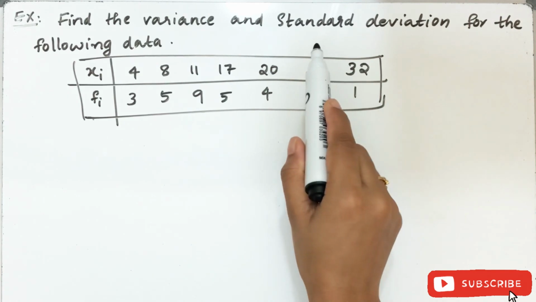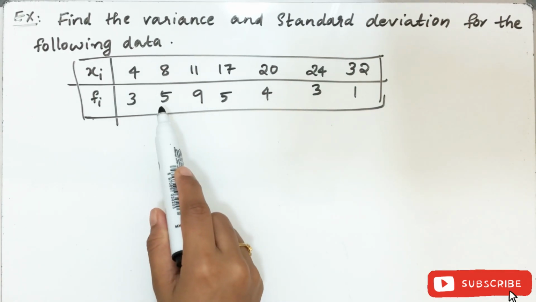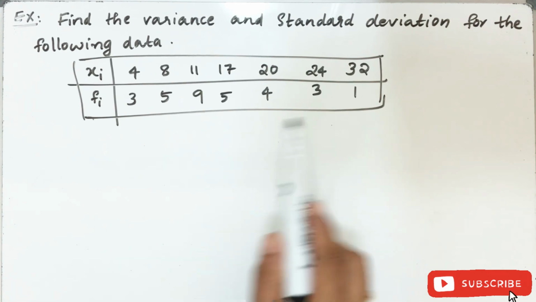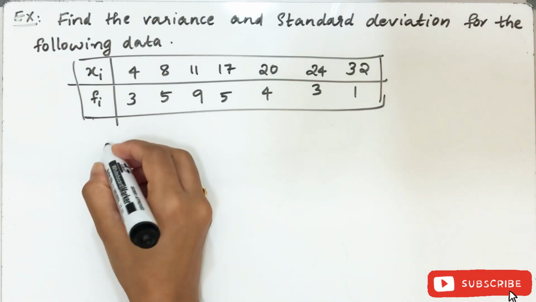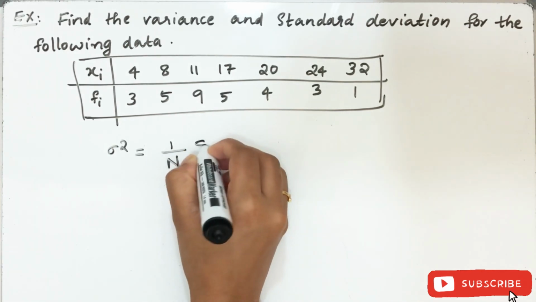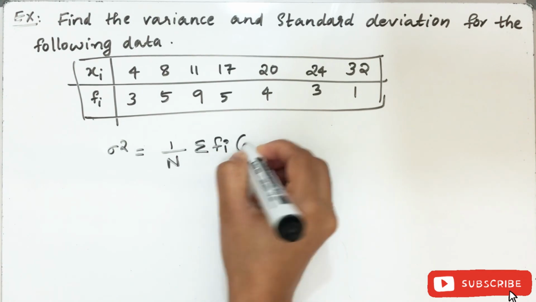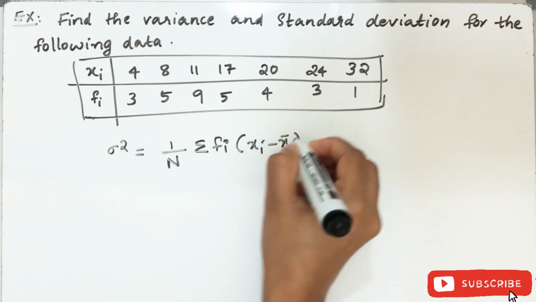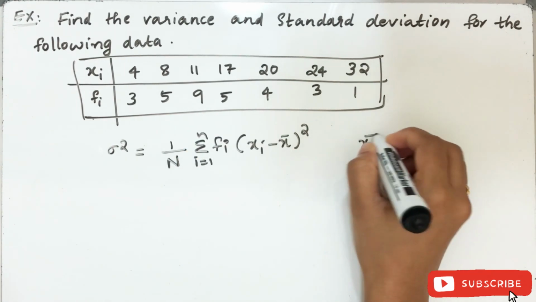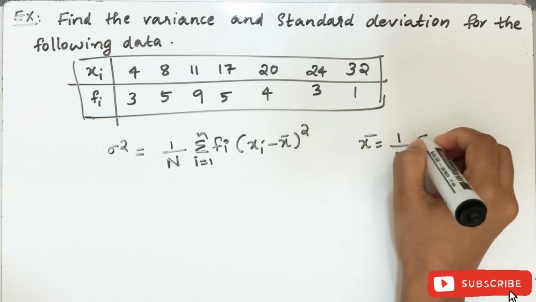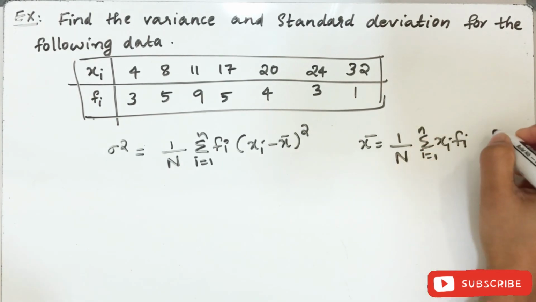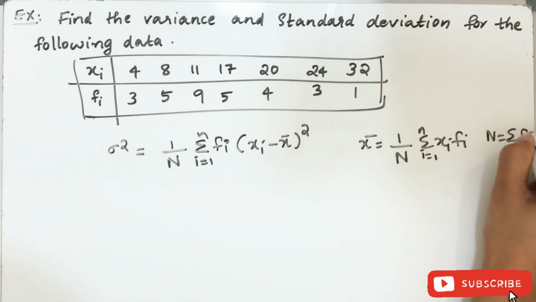Example, find the variance and the standard deviation for the following data. Data is given here, discrete frequency distribution. So we can write the formula. Variance or sigma square is equal to 1 by capital N into sigma Fi into (xi minus x bar) square, i from 1 to n, where x bar is equal to 1 by N into sigma xi into Fi. We know capital N is equal to sigma Fi.